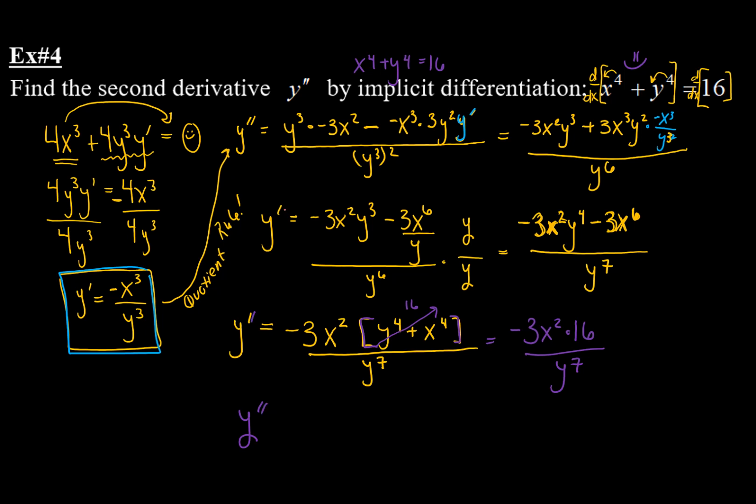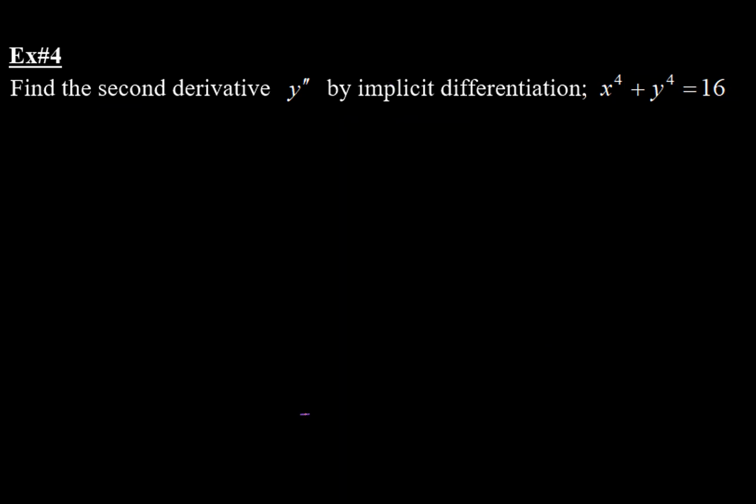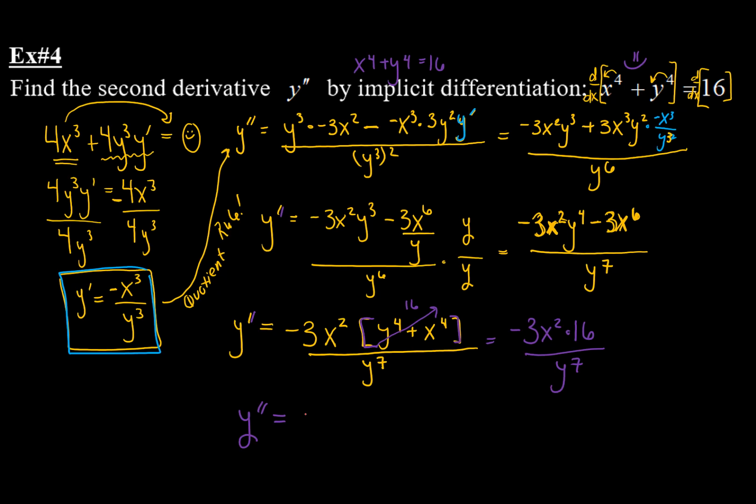Sorry, this is y double prime. Good Lord, the dyslexia is bad with this one. We are going to have negative 3. We are going to simplify that, and we get y double prime equals negative 48 x squared all over y to the 7. And holy cow, that's a fun problem.